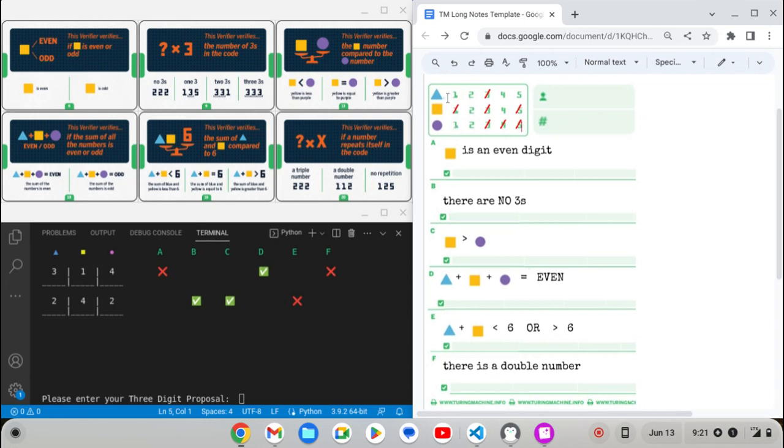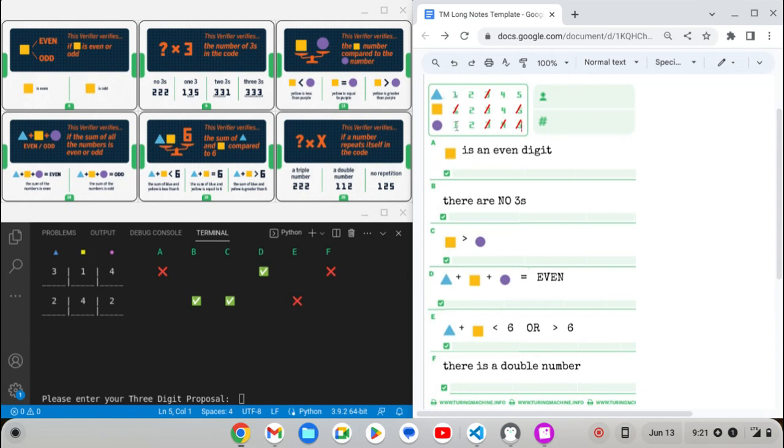Their sum would be even, and even their triangle and square, 1 and 2 and 1 and 4, are also, let's see, oh, well, yeah, they're both less than 6. So that means that's an ambiguous solution.